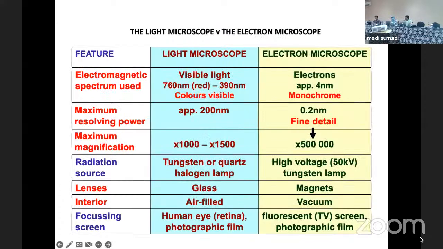Now coming to the difference between the light and electron microscope. I think you're using the normal light microscope. They use visible light. That is the range. But here we use electrons, which are monochrome. The resolving power is a different one. Visible light is 390 to 700 nanometers, but the electrons can go up to the angstrom where you can see structures. Magnification, understandable. Source: here you use a halogen lamp to generate the light, but here we use a high voltage tungsten or cathode lamp. Of course, the light microscope uses glass. Here you use magnets for converging the electrons into a focused beam. We can use both with the human eye. It's also fantastic, both you can use with the human eye.